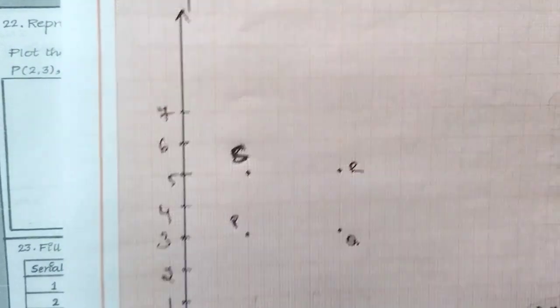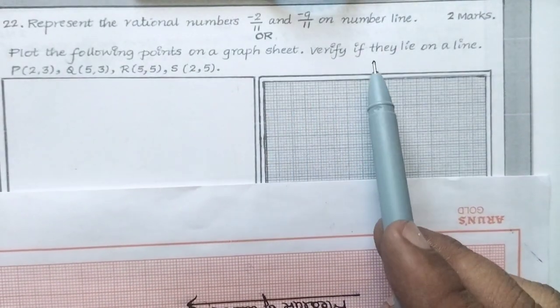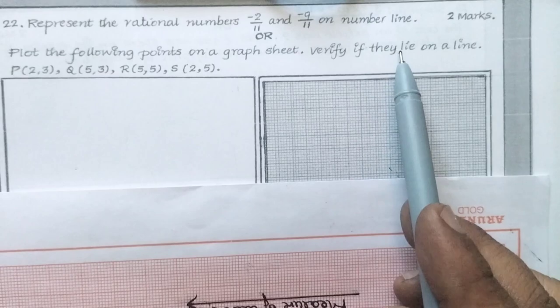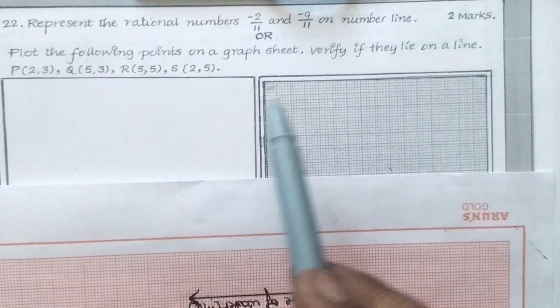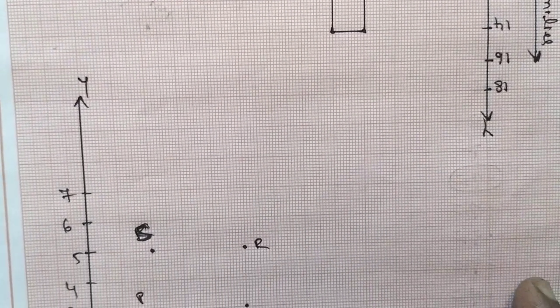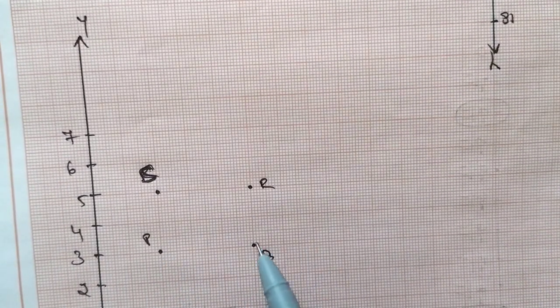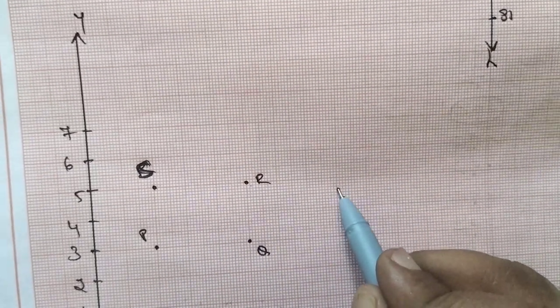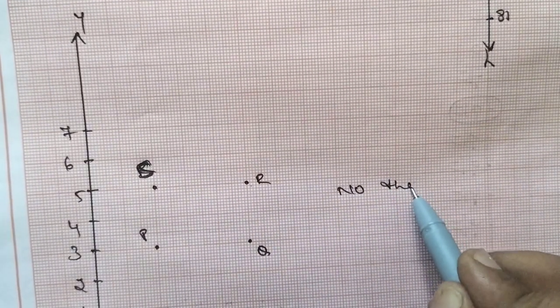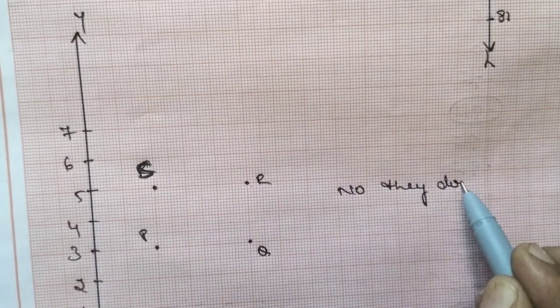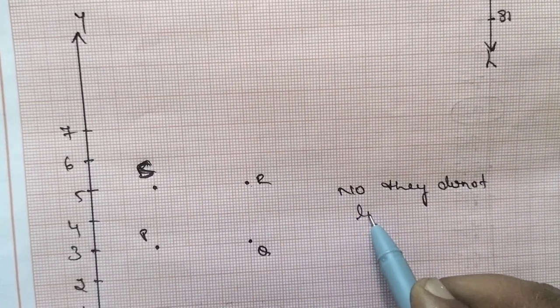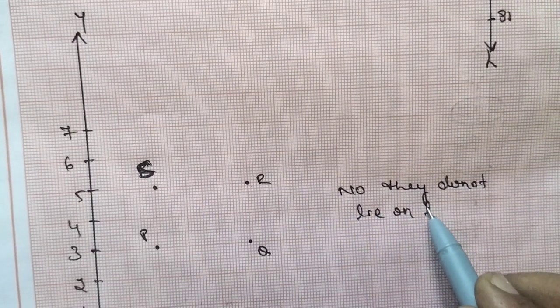P, Q, R, S. We have to verify if they lie on a line. So they will not lie on the same line. So P, Q, R, S do not lie on a line.